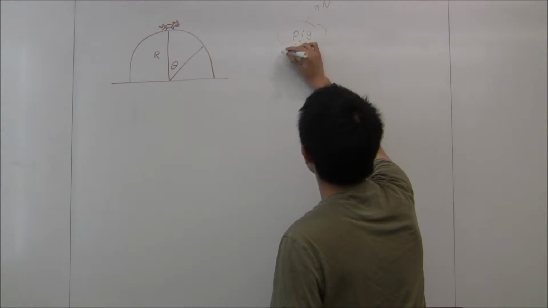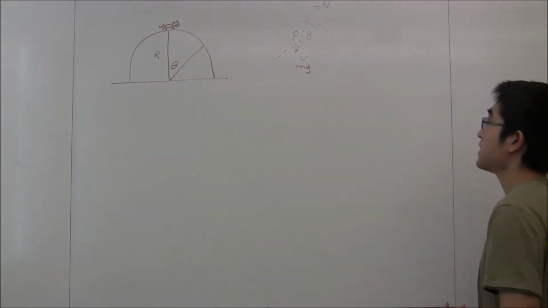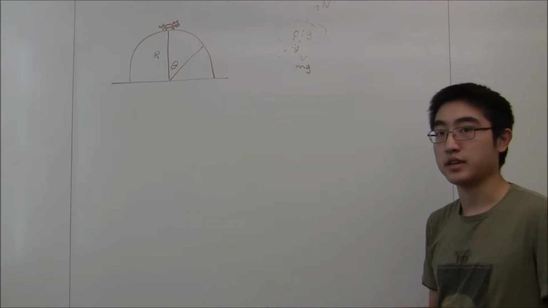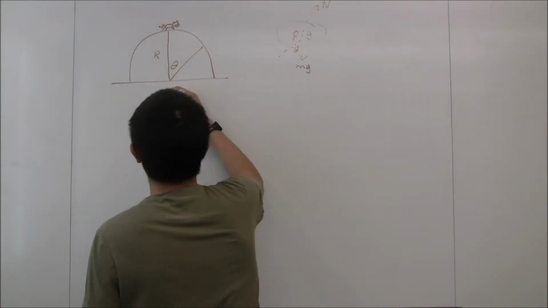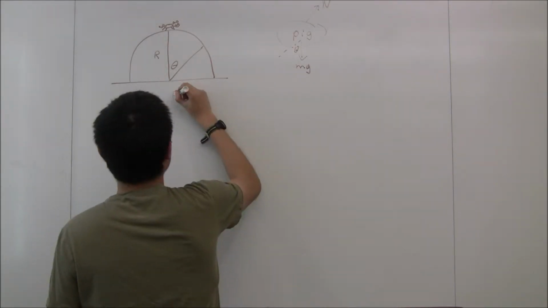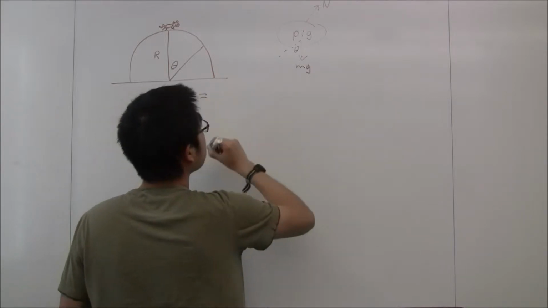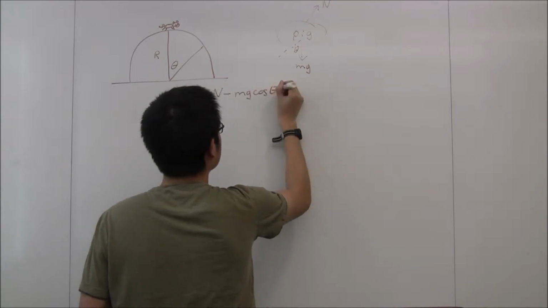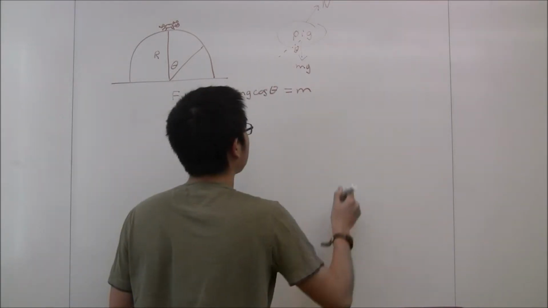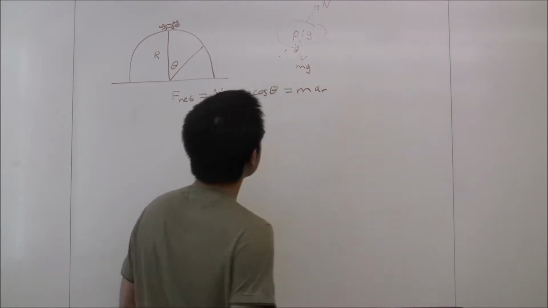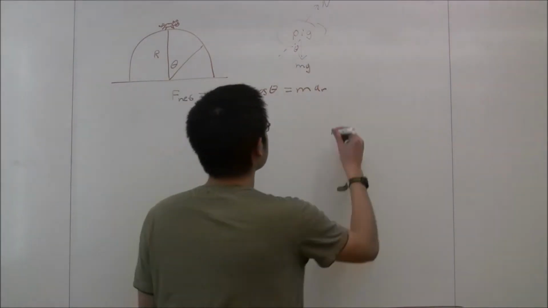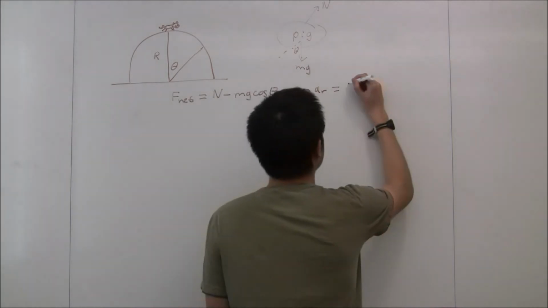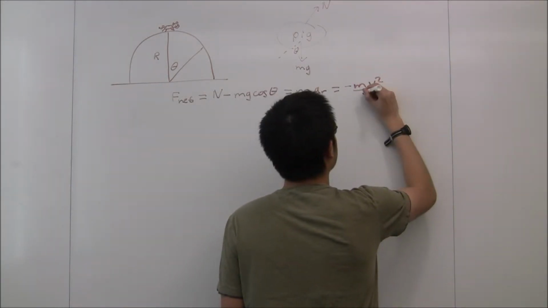Now the angle between the radial vector and the force of gravity is theta, so the radial component of the force of gravity is just mg cosine theta in the negative radial direction. By Newton's second law, the net force in the radial direction is given by N minus mg cosine theta, and that is equal to m times the radial acceleration. Since the pig is moving in circular motion, its radial acceleration is just v squared over r in the negative radial direction. So we have negative mv squared over r.